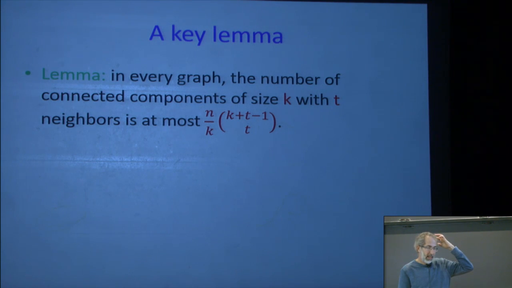I understand, but in the proof, what is the condition that prevents it from being larger? No condition. That's true for every k. Is it true if I said connected components of size at most k with at most t neighbors, the bound is still correct? You can do a union bound over all smaller k and t. That's what you do. So this is exactly k and exactly t.